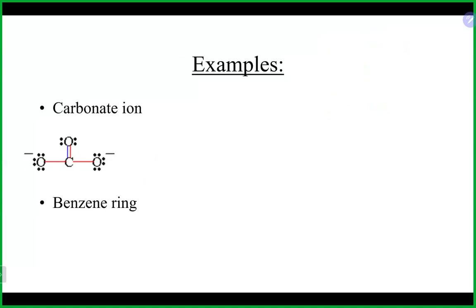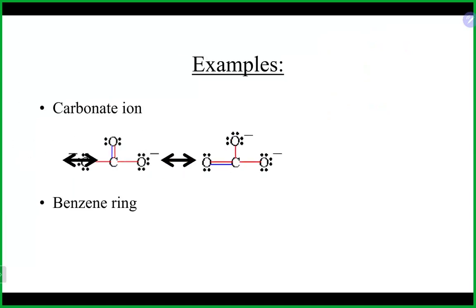Here's our carbonate one that we looked at earlier. It just has the charges on the oxygen. But again, pretty much if you need to draw a resonance structure, you're just going to move the double bond to all the possible possibilities, and you could draw again a new Lewis structure for each of those.